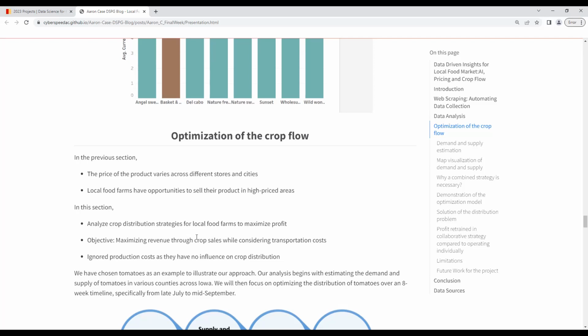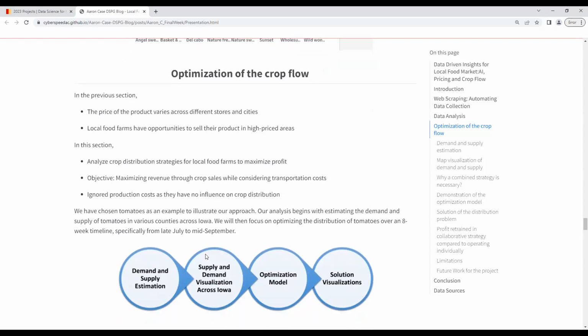To show our approach and how we did that, we have used tomatoes as an example. To be very specific, we are trying to find out the distribution of tomatoes during an 8-week timeline, from late July to mid-September. This is when tomatoes are harvested in Iowa. And our approach involves 4 things.